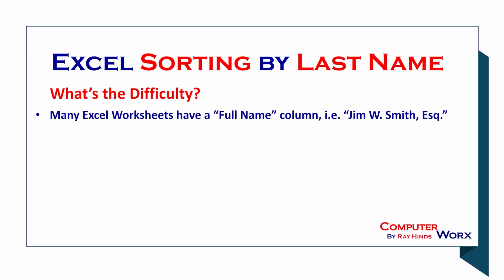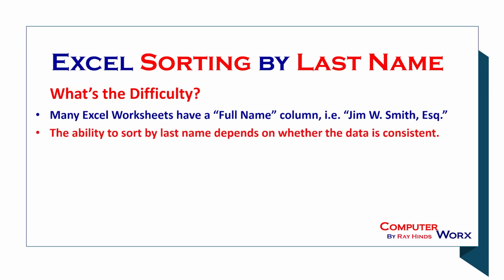Many worksheets have a full name column, maybe, like my name would be M. Ray Hines Jr. And that's a little difficult to sort because most names just end with the last name, like Jim W. Smith. But we have Jim Smith and Jim W. Smith and Mr. or Dr. Jim Smith, comma, Esquire, or Jim Smith, PhD, and all of the other types of suffixes that make it difficult.